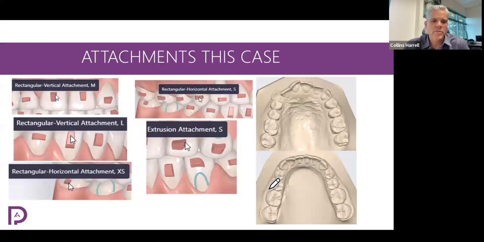Okay, so here are the attachments that were placed for this case. Remember, vertical attachments for rotation and root control. They were rotated upper incisors, but we're also applying some mesial root tipping, and so that's why we want vertical on those teeth. And any tooth that's being extruded should have a horizontal or extrusion attachment. You can see the button cutouts placed. This allows you to bond a button to that tooth, which we'll show you in just a second.